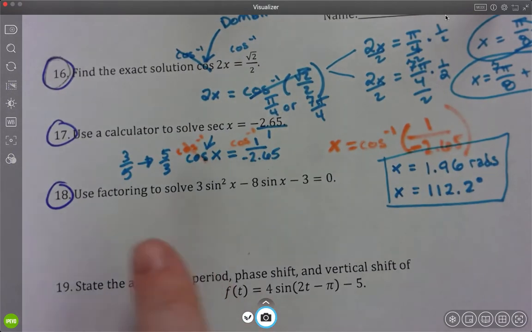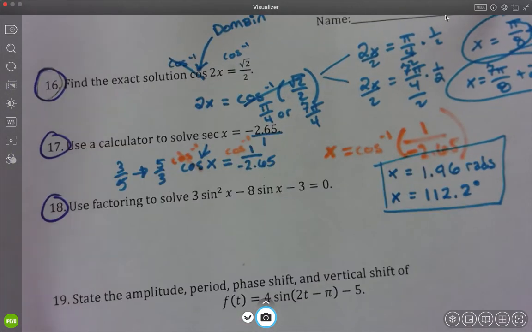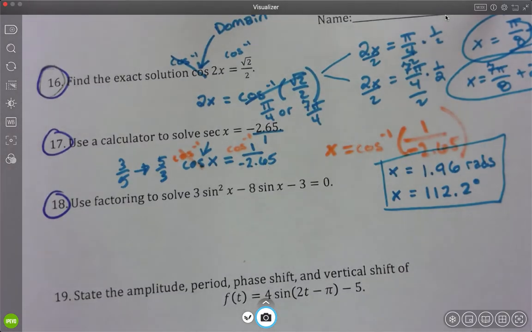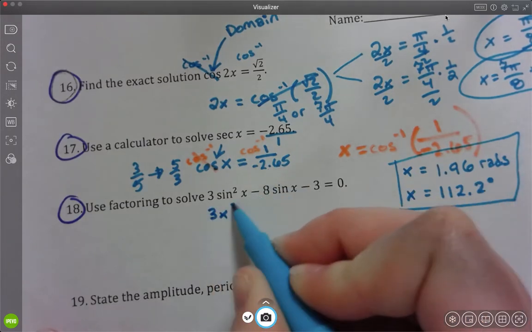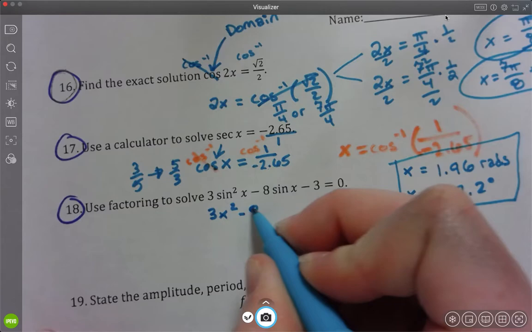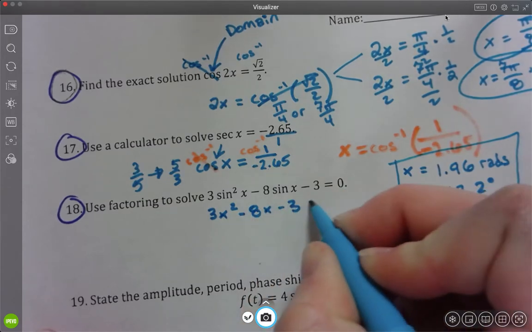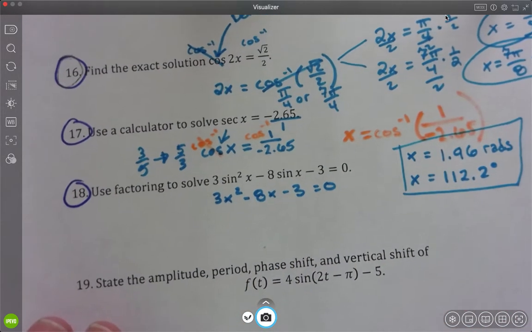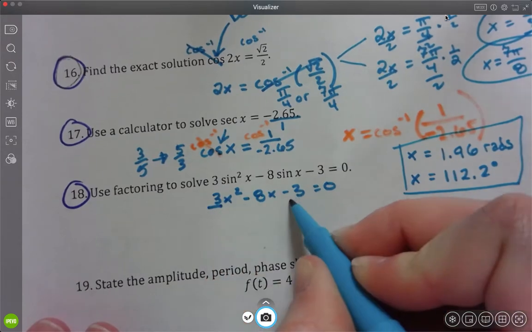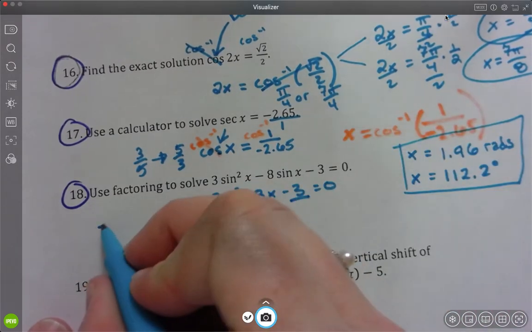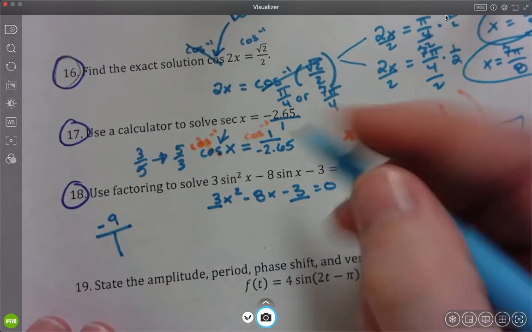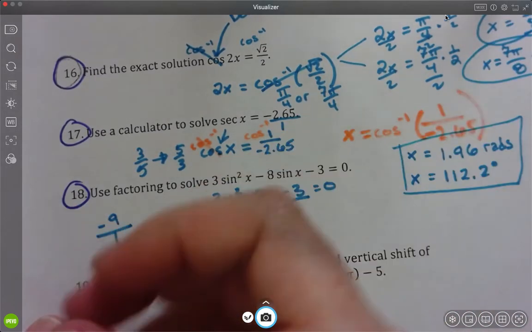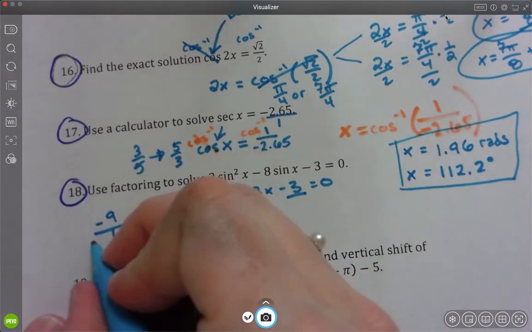All right. 18. Use factoring to solve 3 sine squared x minus 8 sine x minus 3 equals 0. Okay. I'm going to switch these to just x's instead of sine of x's, and this is going to be a complex trinomial. So when we do this, we take 3 and negative 3, and we multiply those together to give us negative 9. Now, what can we multiply to get negative 9, but when I add them, give me negative 8? That would be probably negative 9 and 1.